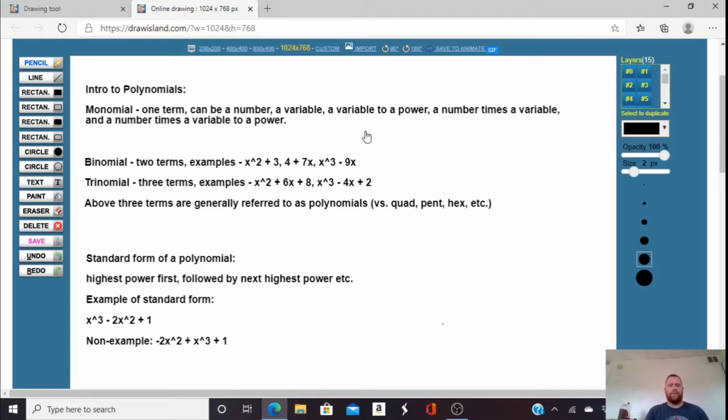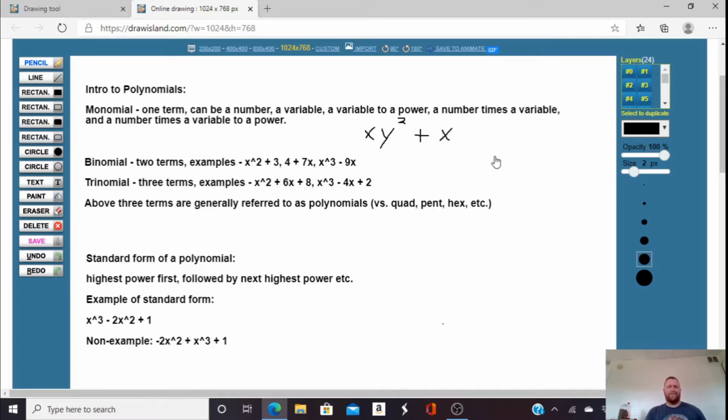So, for instance, let me draw this: xy, which is basically x times y. That would be one term. That's a monomial. xy squared, x times y squared, that's also one term. Generally, when you have a term, they can be multiple things multiplied together, but there's no addition signs. If I add, say, a number here, or let's say I add another x, now it becomes two terms, okay?